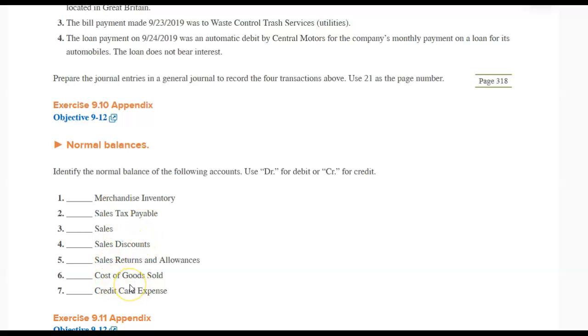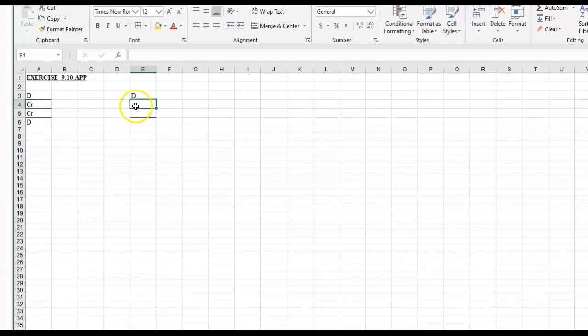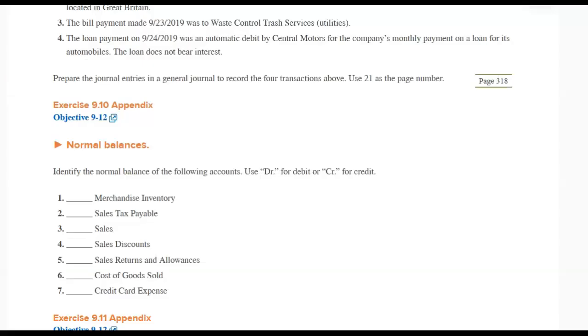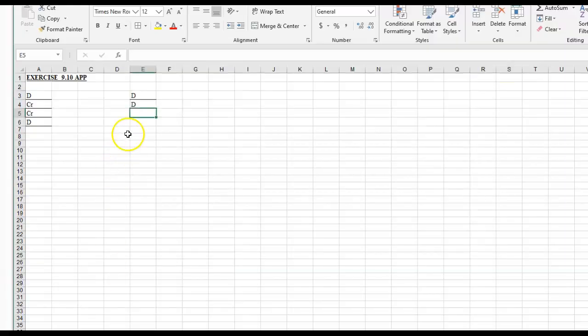Cost of goods sold is considered an expense. It's like an inventory expense because it's the total of your purchases plus the freight is your cost of goods sold. So all expenses are debits, so that's a debit. And finally, the last one, credit card expense. Again, all expenses are debits. So I'm going to go back here and put debit.